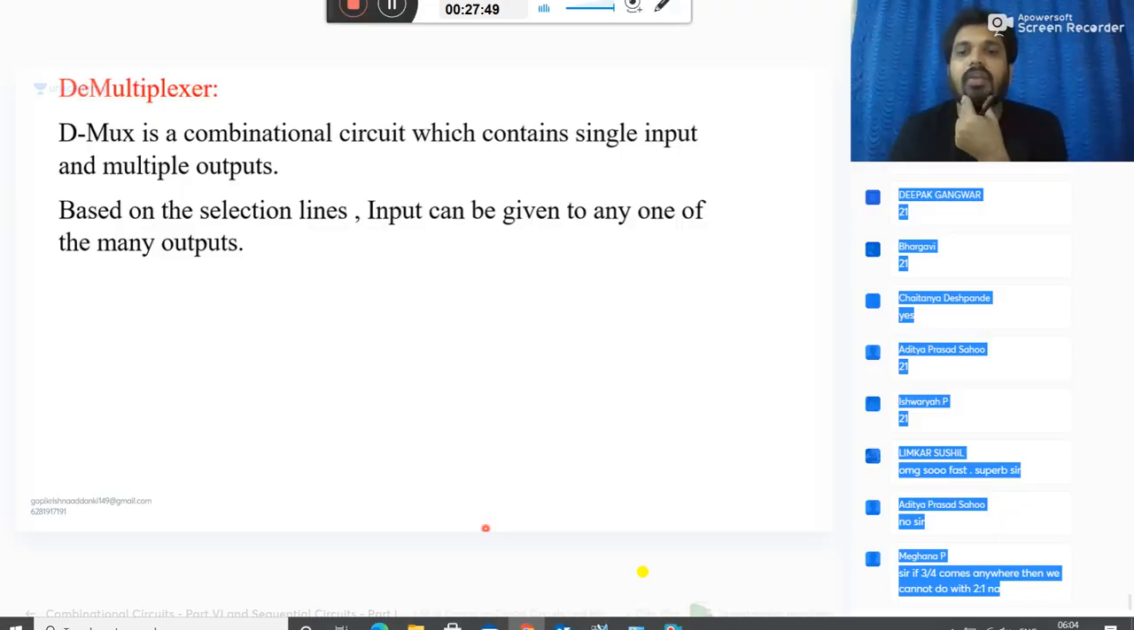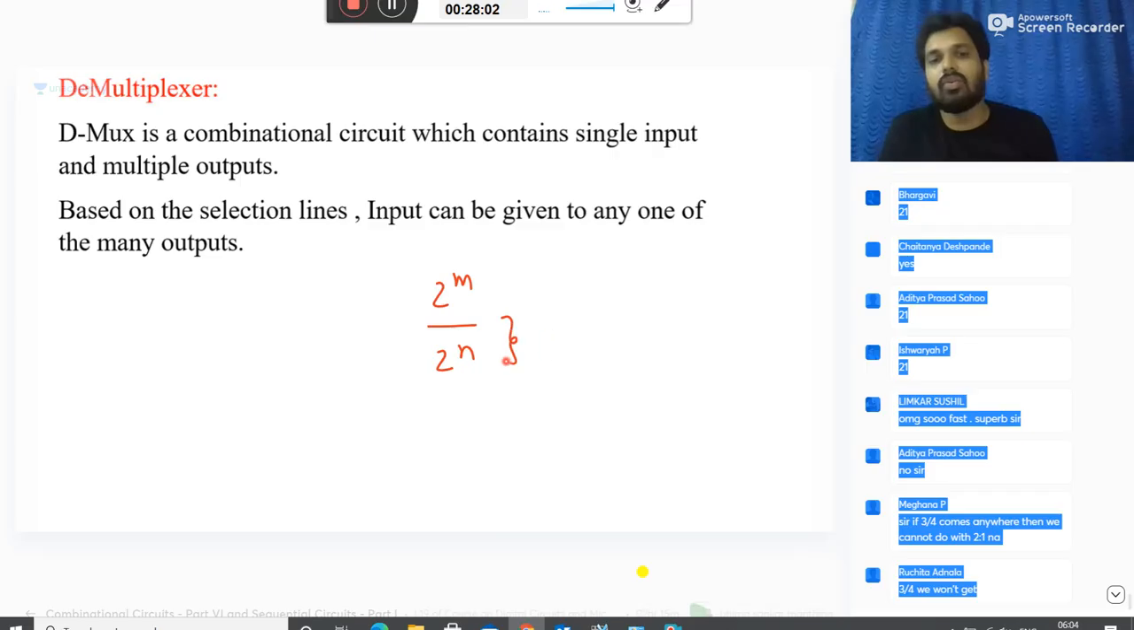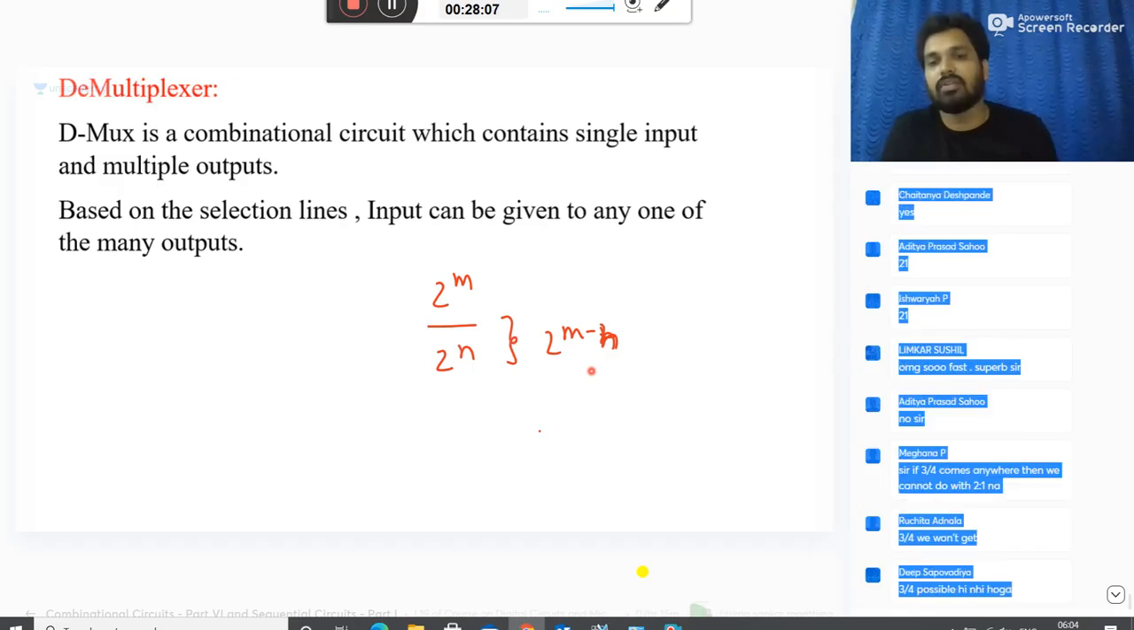How do you get 3 by 4? If 3 by 4 comes anywhere, you are generally dividing some 2 power m by 2 power n. You will get 2 power m minus n, which is always an even number only. That is a multiple of 2 only.